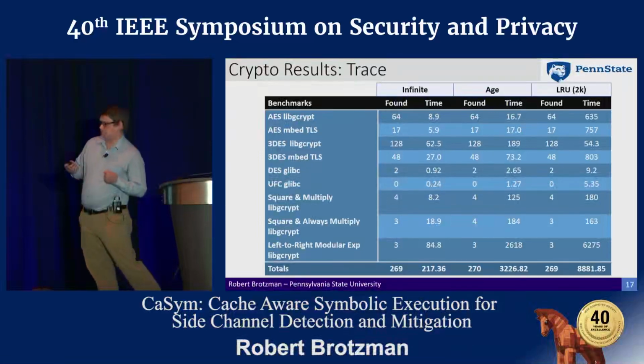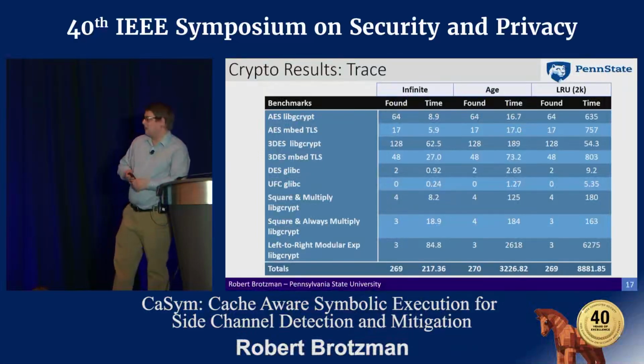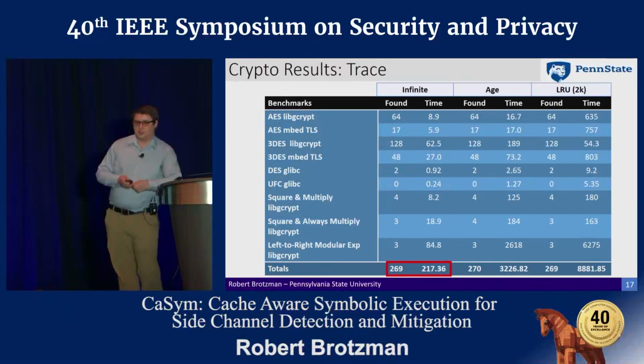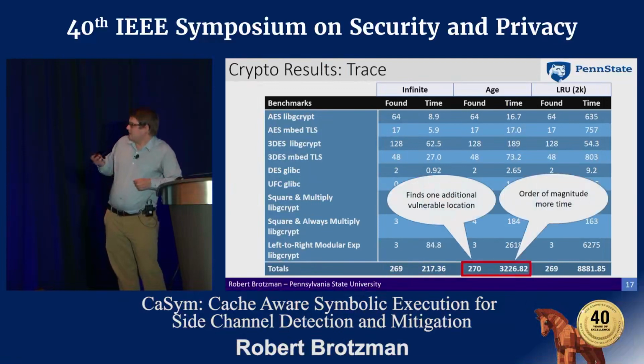So as far as results, here I'll talk about our crypto results for using our trace model. Using our infinite model, we're able to identify 269 unique vulnerable points in these benchmarks in about 200 seconds, which is quite good considering that the infinite model is actually an under approximation. And then we have our age model, which is able to identify one more vulnerable location. And the trade-off here is that it takes an order of magnitude more time to execute.